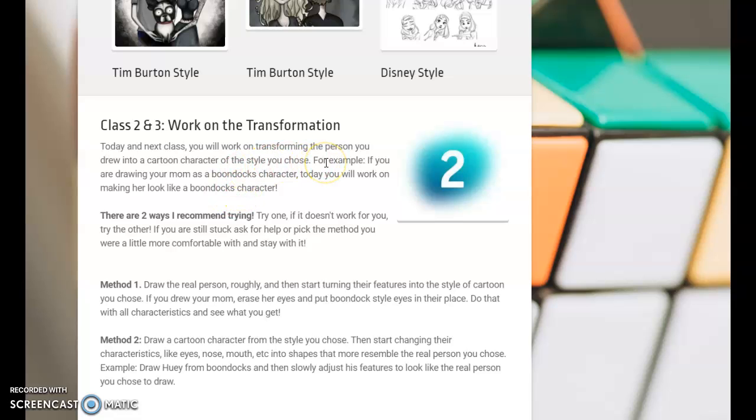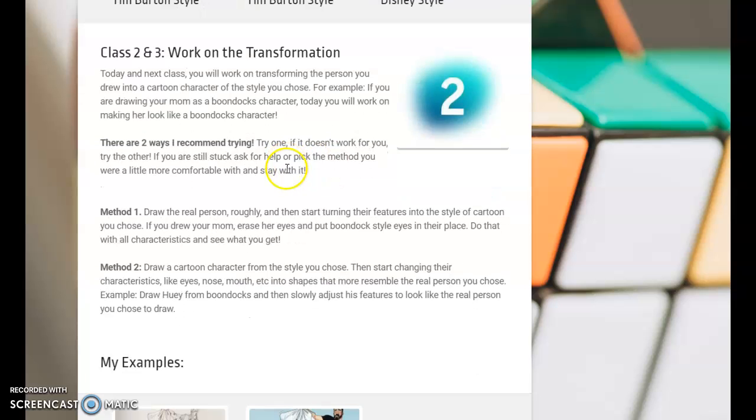Now, you may be saying, well, how in the world do I do that? I have 2 methods that I'm going to explain to you today that I hope will really help you. They've helped my students in the past when we're doing any kind of transformation work. So let me explain method 1. You are going to draw the real person roughly. Look at the real person, roughly sketch them out so you have the basic face shape, eyes, nose, mouth, basic style of their hair, whatever you're going to include, shoulders. If they're always wearing a hoodie, maybe you have a hoodie on, whatever it is, a particular hat they wear. And then you're going to start erasing their features and turning them into the cartoon style you chose.